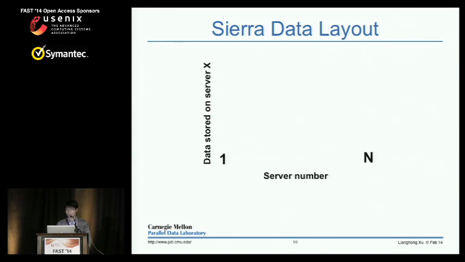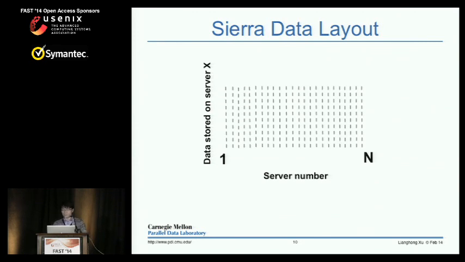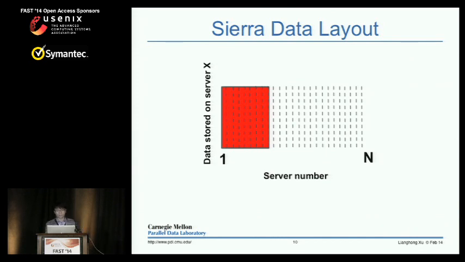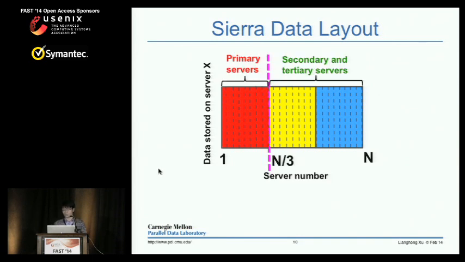This figure shows the data layout of Sierra. The meaning of axes are the same as before. Instead of distributing all replicas randomly across all servers, Sierra explicitly places the primary replicas on the first 1/3 of the servers. It places the secondary replicas on the second third of the servers. It places the third replica on the rest of the servers. The benefit of this data layout is that Sierra can deactivate up to 2/3 of the servers without any cleanup work, essentially the secondary and tertiary servers.